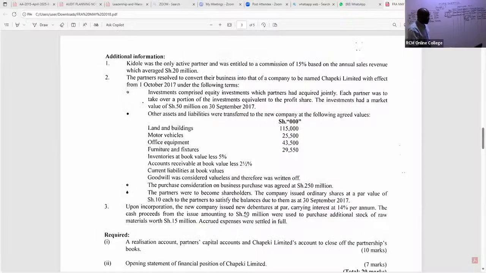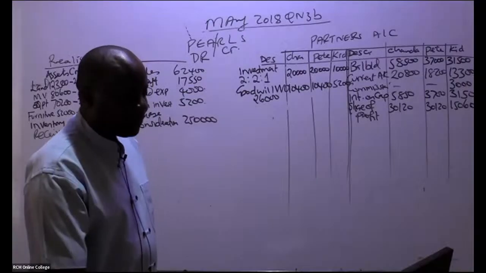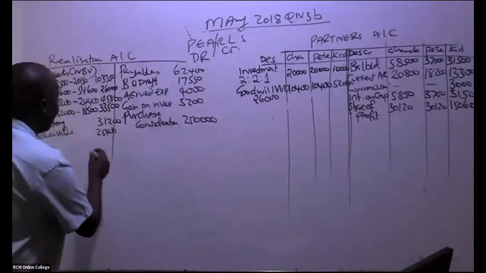So we continue reading. We are told here, upon incorporation, the new company issued new debentures. You can see now this is coming in part 2. That's upon incorporation. They want us to give them the realization account, partners' capital account, and Chapeki Limited's account to close off the partnership account. So, ladies and gentlemen, is there anything that we have left here? I don't think so. So please go ahead and balance this account.